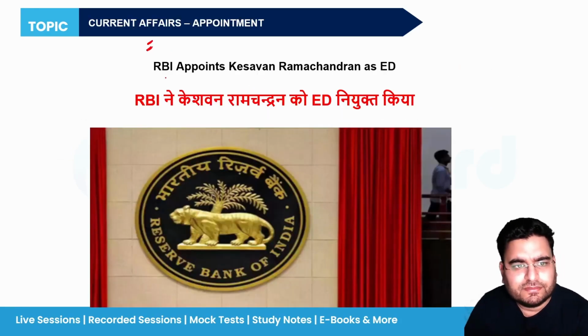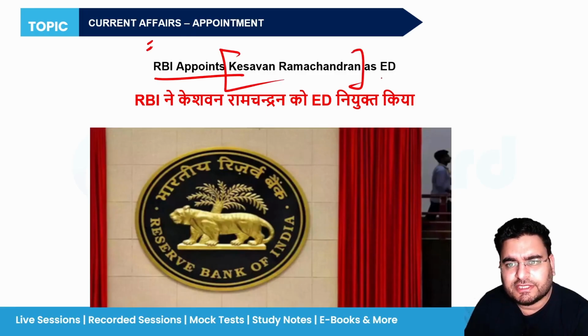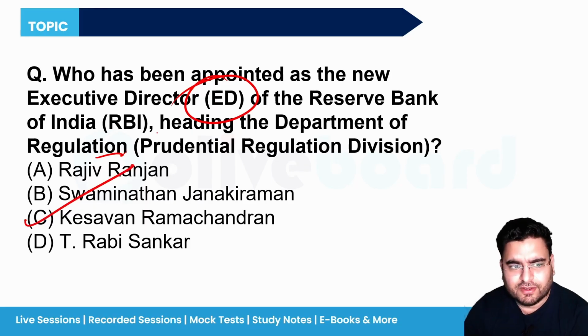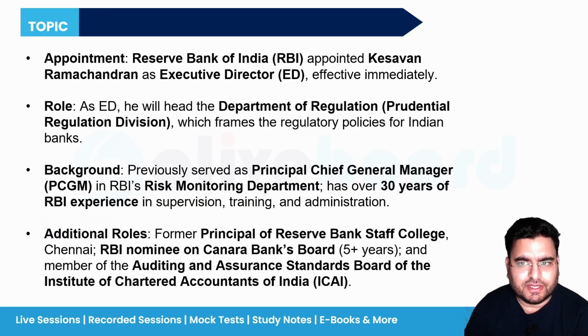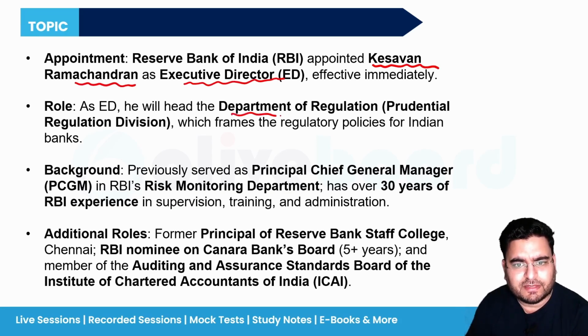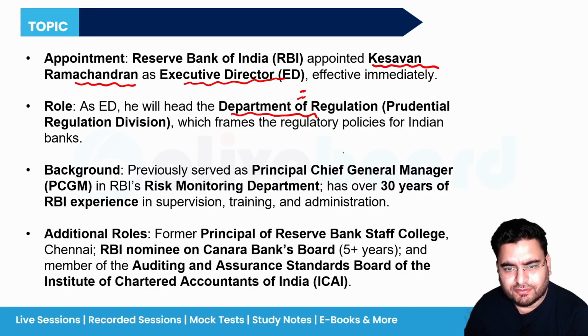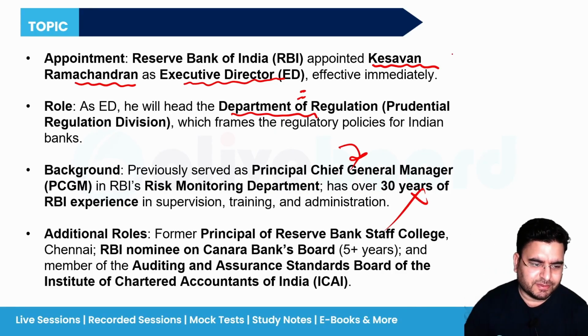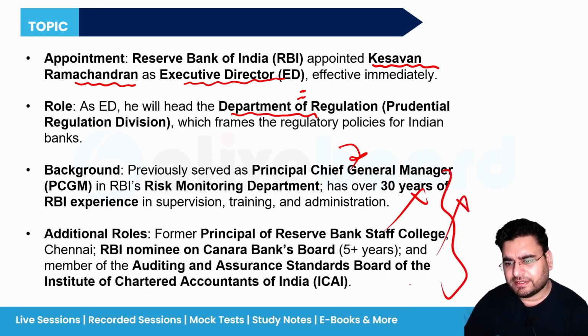Next, appointment related news. RBI appoints Kesavan Ramchandran as the executive director. Just remember the name. So who has been appointed as the ED of the Department of Regulation? So the correct answer is Kesavan Ramchandran. Who has been appointed? Kesavan Ramchandran. What position? ED. Which department? Department of Regulation. Earlier he was the Principal Chief General Manager. He has more than 30 years of experience, right? You don't have to remember these points.